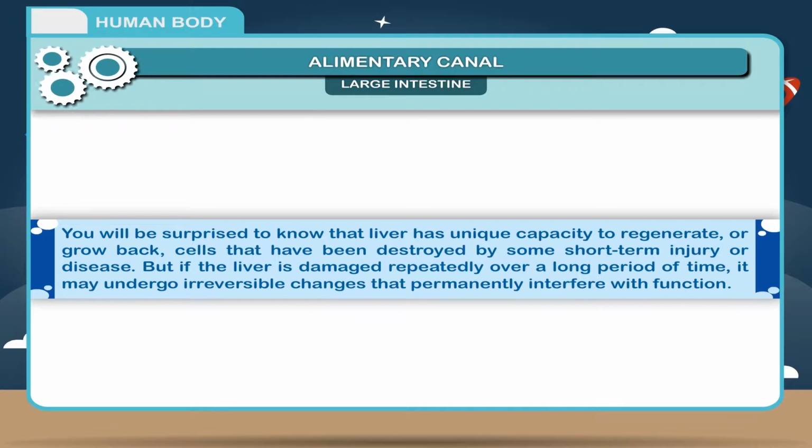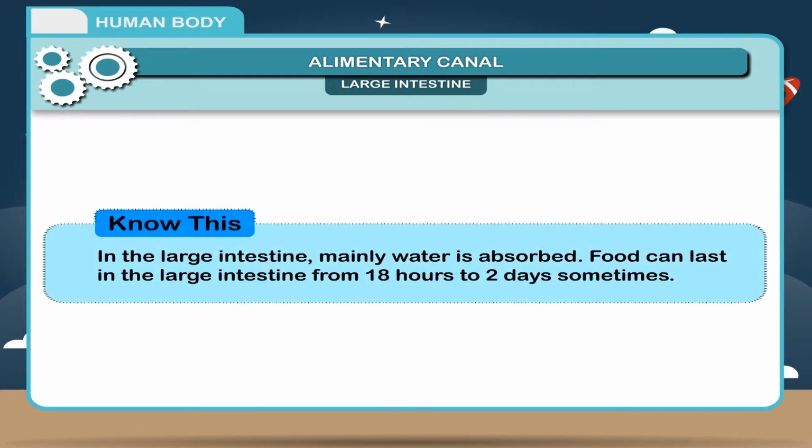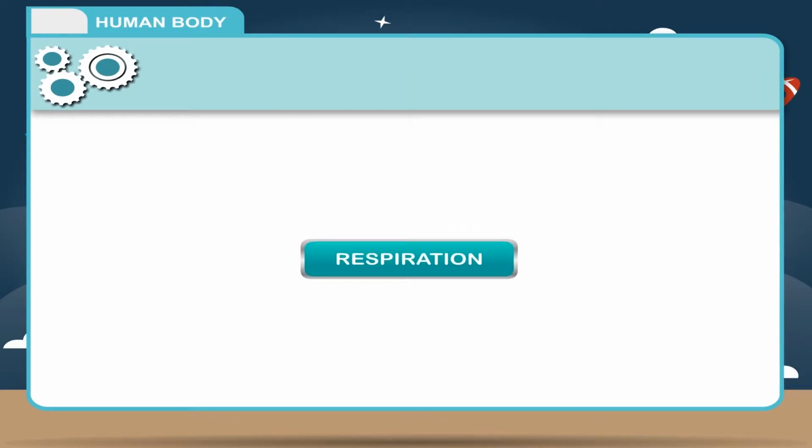You will be surprised to know that the liver has a unique capacity to regenerate or grow back cells that have been destroyed by some short-term injury or disease. But if the liver is damaged repeatedly over a long period of time, it may undergo irreversible changes that permanently interfere with function. Know this: in the large intestine, mainly water is absorbed. Food can last in the large intestine from 18 hours to 2 days sometimes.